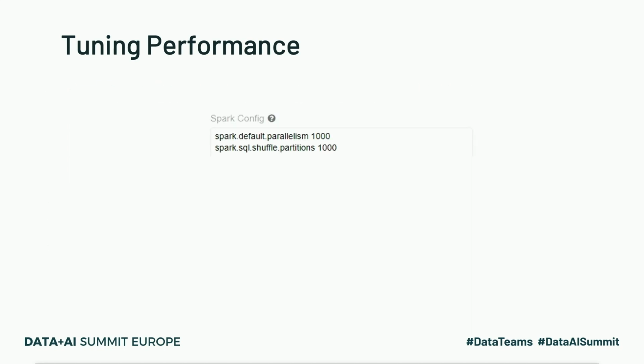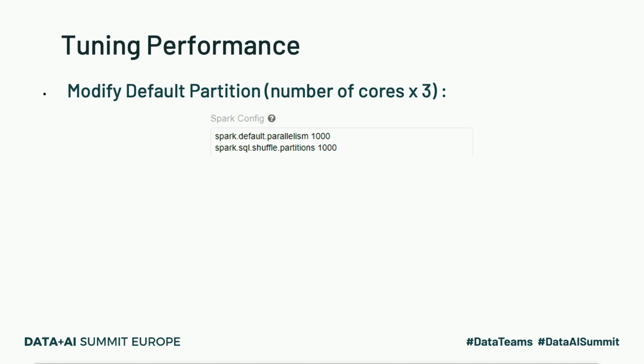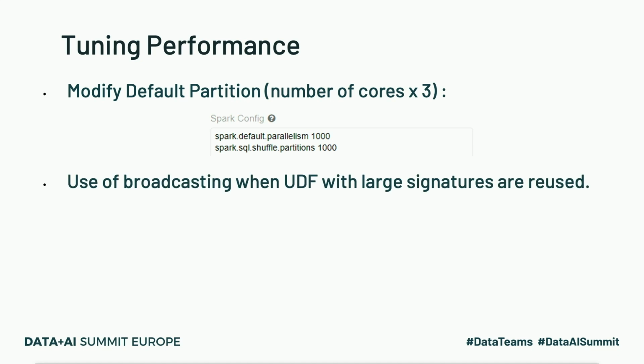Another optimization that worked best for us is to modify the default partitions of the cluster. Let's assume that our cluster has 300 cores in total. So we decided to define the partition level based on the number of cores multiplied by 3. So in this case, for the cluster I mentioned, it will be around 1,000 partitions. Those partitions are good for shuffling partitions and also for the general partitions.